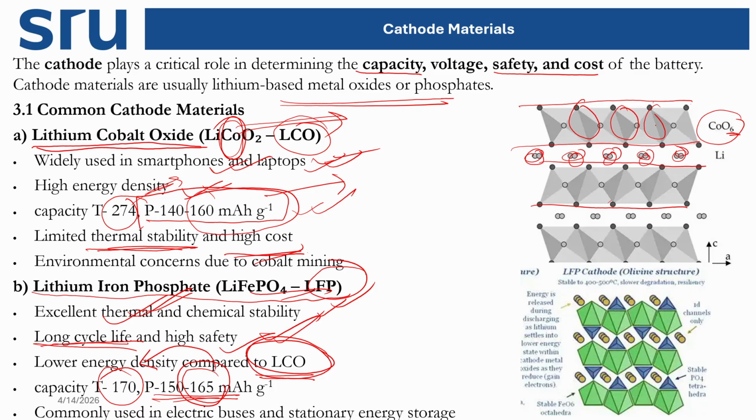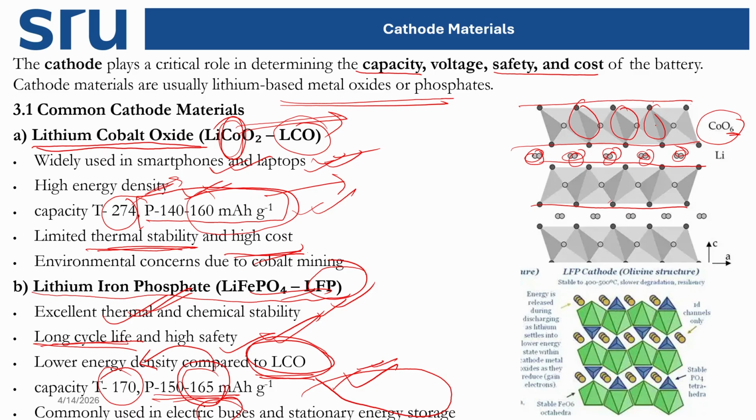So commercially it is used in electric buses and stationary energy storage. Stationary energy storage, because its energy density is very low, so if you need the same energy density compared to the LCO, it will be heavier than that of LFP. And this structure is called the olivine structure.